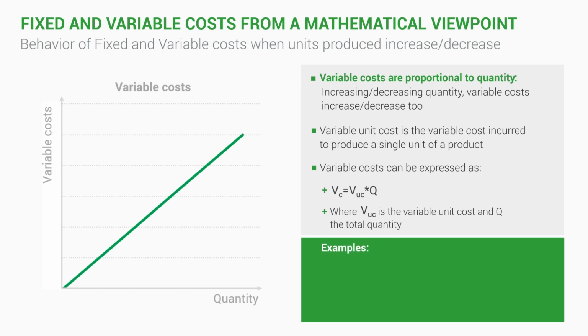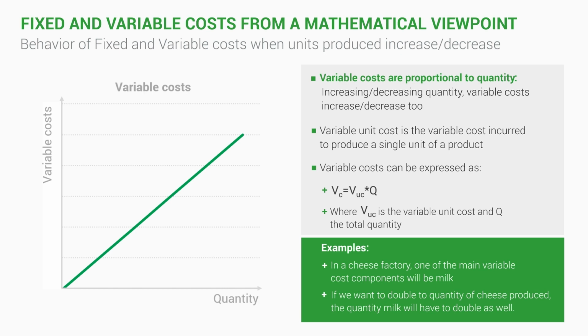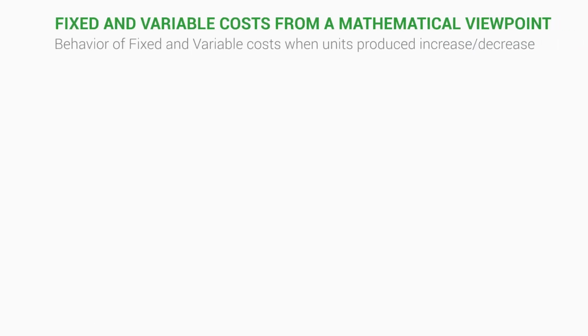As an example, let's imagine a cheese factory. For such a factory, one of the main variable cost components will be milk. It is clear that if we want to double the amount of cheese produced, we will need to double the volume of milk we input as well.